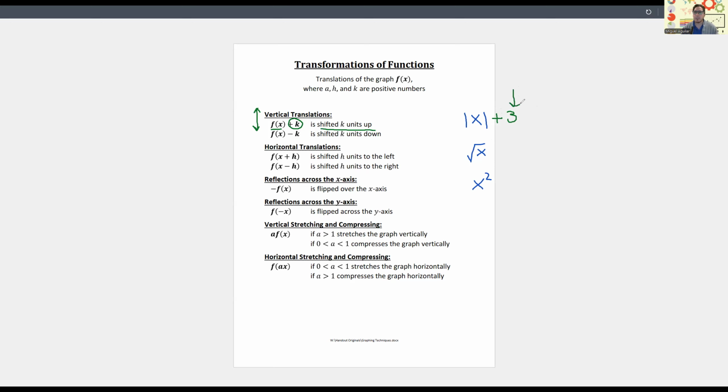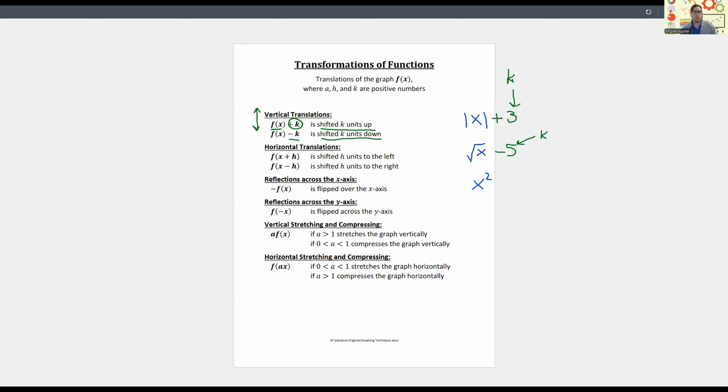Well, if this number is representing k, that means that my absolute value function is going to be shifted up 3 units. If I look at my square root function here and I subtracted 5, I can look at the next rule. If I subtract a constant, then that's going to shift the graph down k units. Well, now this is playing the role of k, and I have my square root function minus 5, so that's going to shift my graph down.